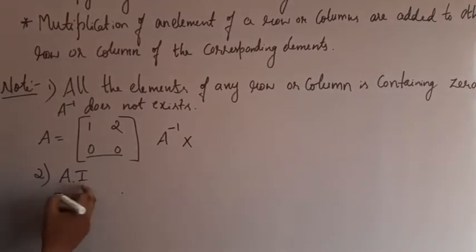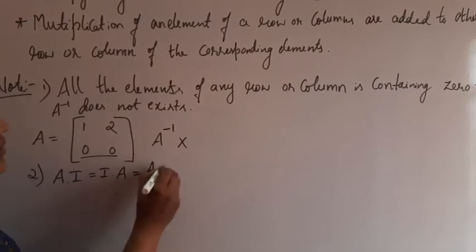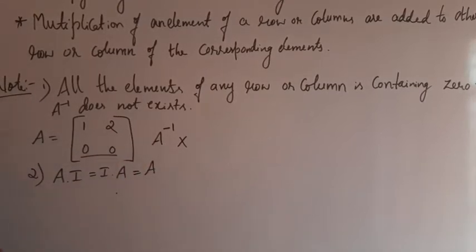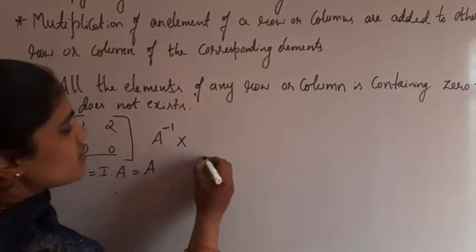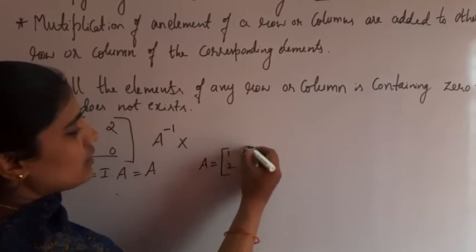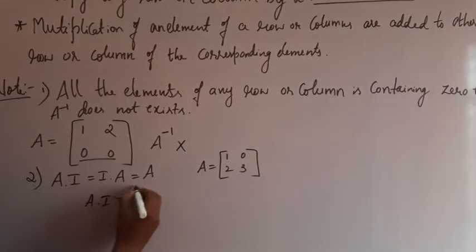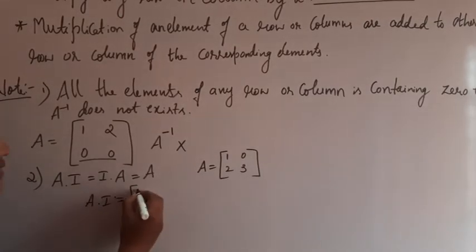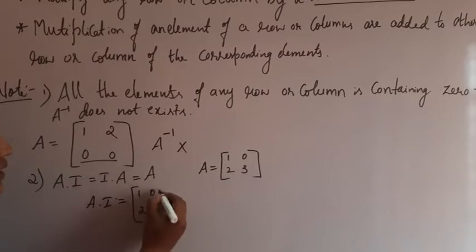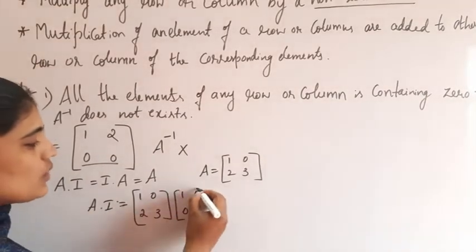That is A into I or I into A, it is always equal to A itself. Okay. Here we can take any example. Let us take the matrix A as 1, 0, 2, 3. Let us take A into I. A into I means matrix A, which is 1, 0, 2, 3, into the identity matrix, which is 1, 0, 0, 1.